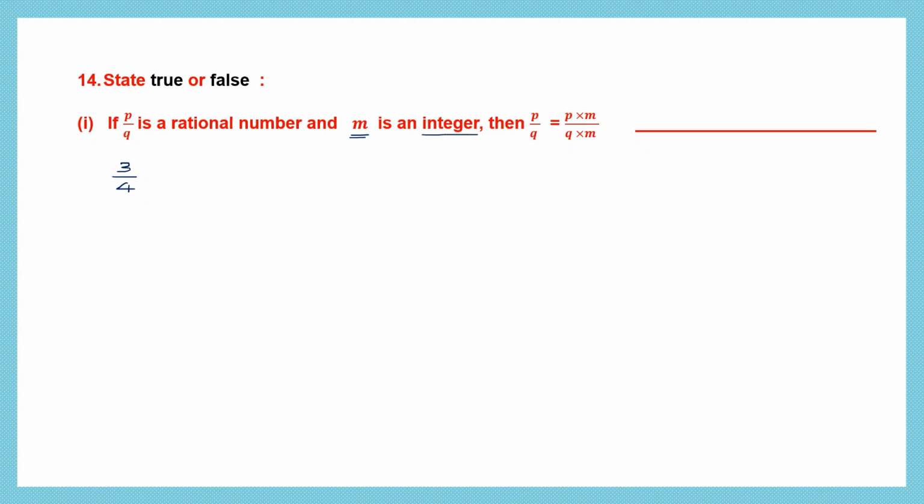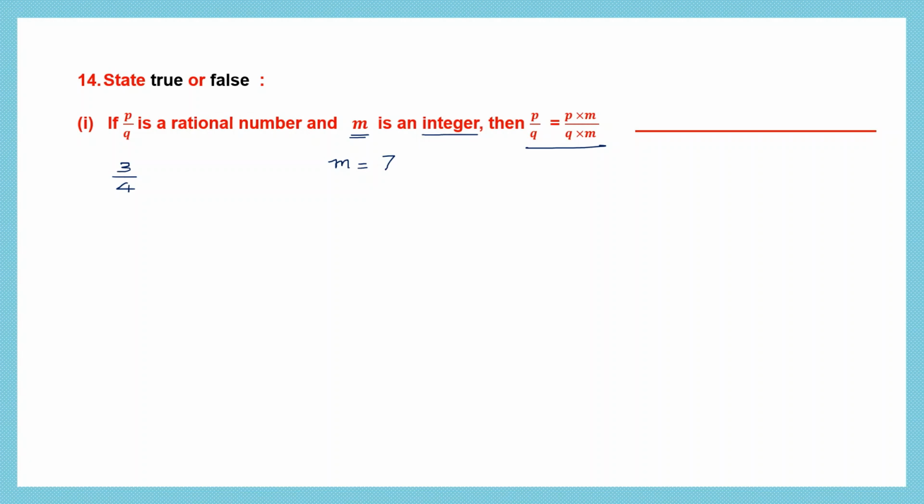What is an integer? Integers are negative numbers, positive numbers and 0. So let's take M to be a positive integer in our first example. Let's say M is equal to 7. Now we have to work this out. We have to see if the left hand side is equal to the right hand side.